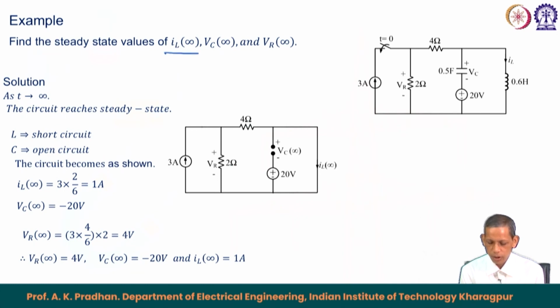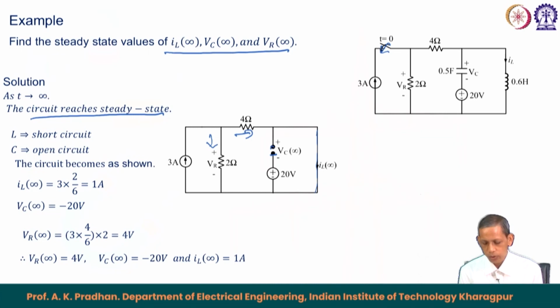Now, for the corresponding infinity terms, I_L(infinity), V_C(infinity) and V_R(infinity): once the switch is closed, at infinity the circuit reaches a steady state. So, therefore, the circuit behaves like this, it will be shorted and this will be open. From the circuit perspective, those become open. So, only the current source becomes active. One part of the current goes here, one part of the current goes here.